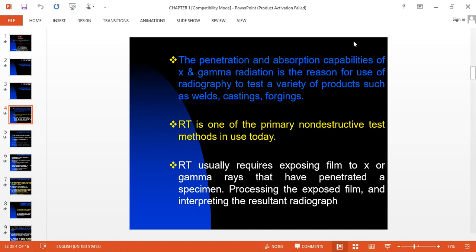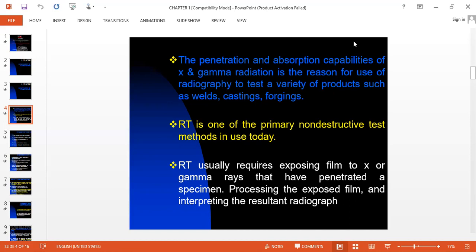RT usually requires exposing the film to X or gamma rays that have penetrated a specimen, processing the exposed films, and interpreting the resultant radiograph. So here, basically, we are using X-ray or gamma ray, which will penetrate through the specimen. If there is any defect, then there is differential absorption of radiation within the material. In a particular defect area, there is less absorption, and in the adjacent area of the defect, there is more absorption as compared to the defect area.